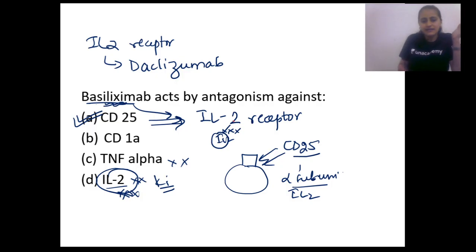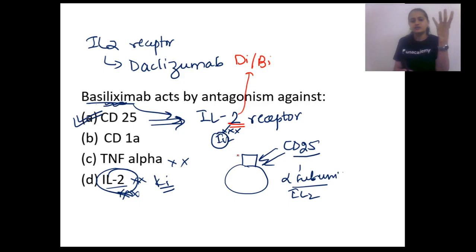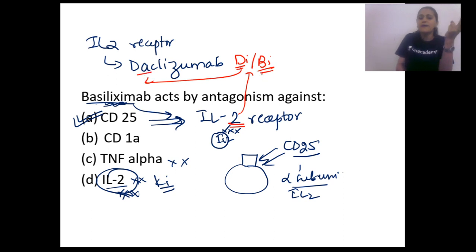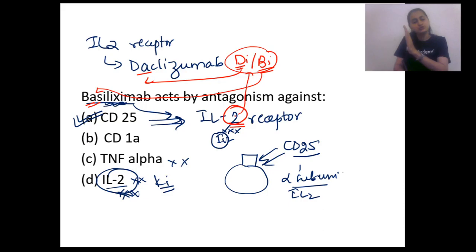So remember that for the interleukin 2 receptor, the drug is either di or bi. So when I say dimer or binary, that means 2. From di, we know it is daclizumab. From bi, we know it is basiliximab. And di and bi mean 2, so this is against the interleukin 2 receptor.